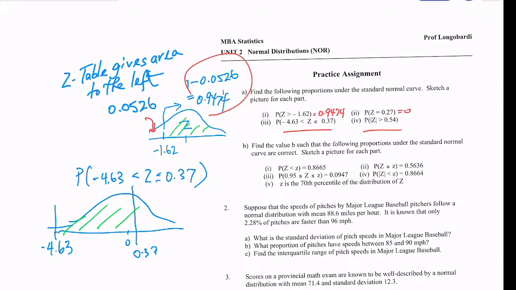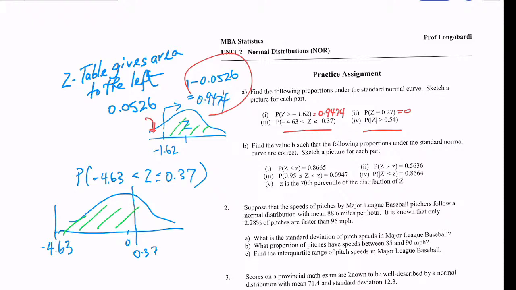I might be interested in this for a variety of reasons. I want to know the chance of seeing a value that's an outlier so much that it's 4.63 standard deviations away, all the way to 0.37 standard deviations above the mean. So I'm teaching mechanics, and then we'll get into the word problems in a moment.